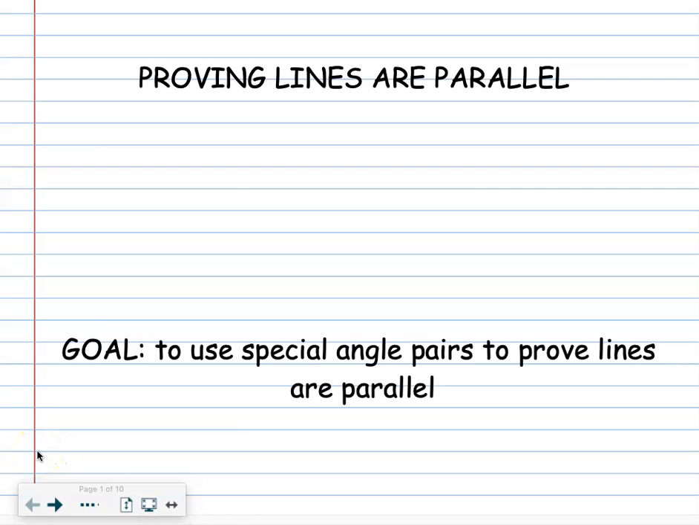Learning the same thing. So that's kind of nice. We're going to master it. So today you're proving lines are parallel.